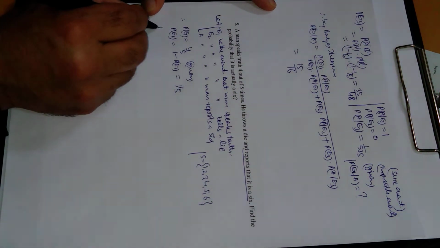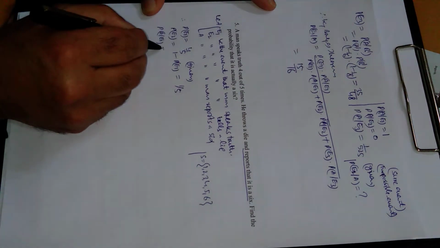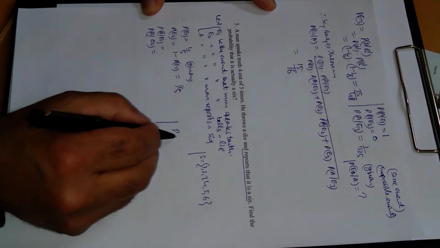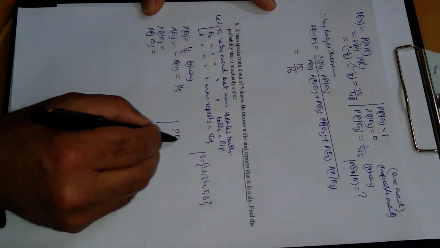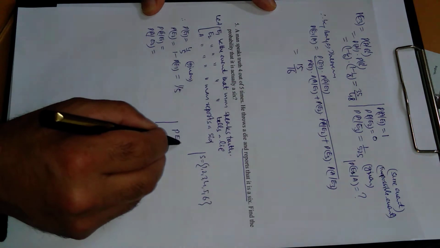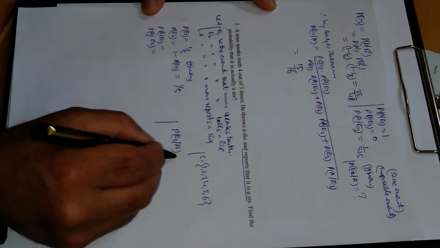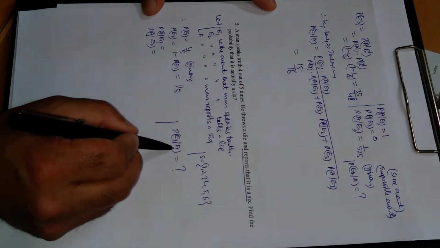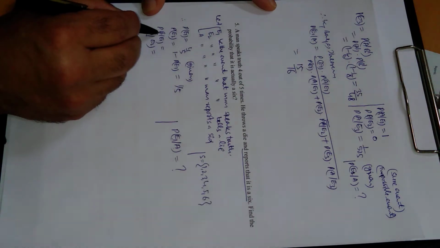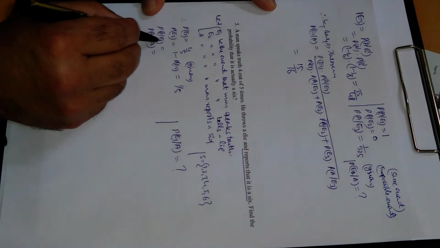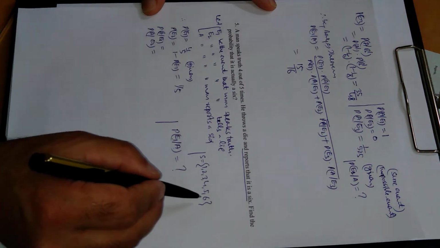Alright. Similarly, P of A given E1, this we need. P of A given E2, this we need. But we have to find the probability that the man speaks the truth. Find the probability that it is actually a 6. Actually a 6 means he speaks the truth and he reports a 6, and this probability we have to find. What is this one? The man reports 6 and he speaks the truth. So it means he is actually getting a 6.